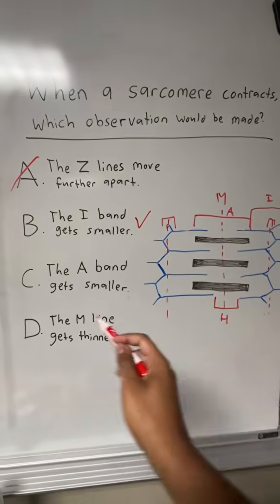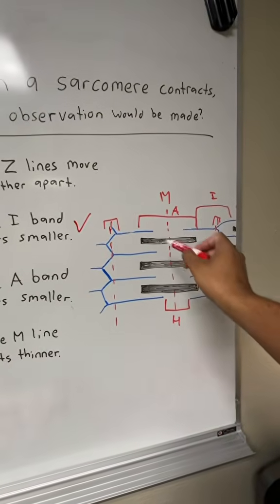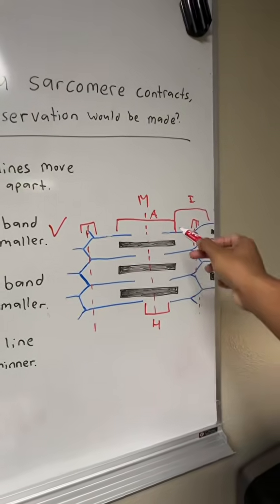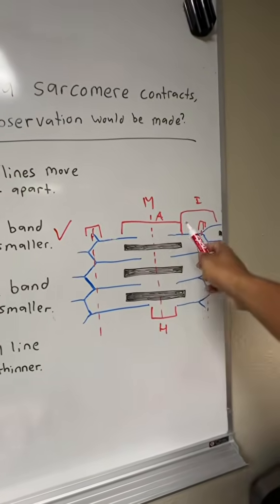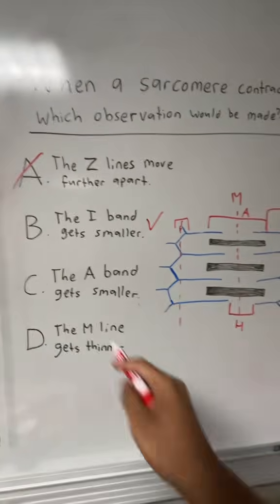Let's check the other ones. C: The A band gets smaller. The A band, as I mentioned before, contains both myosin and actin, but the idea of it is it's just going to span the length of the myosin and contain whatever actin is in there. So even if this contracts, you're still going to have the same length of it because it spans the length of the myosin. So C is incorrect.